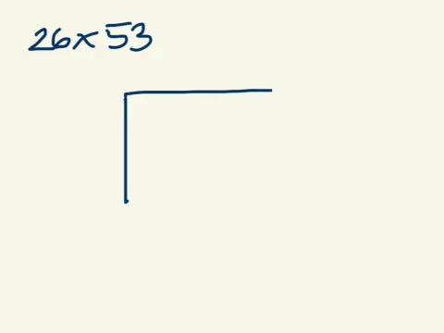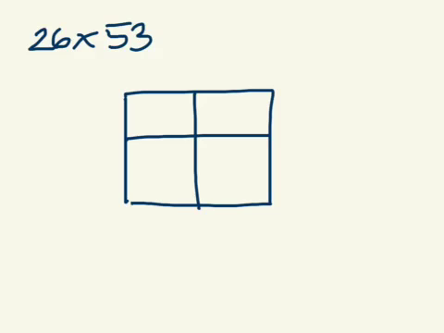Okay, for our second problem, let's try something a little more complicated. 26 times 53. Okay, again, we're going to need our rectangle. And it's 2 digits times 2 digits, so we're going to do that. So we've got 26, 53. I like the way when I say a 2-digit number, I actually break it into the parts by using my words, right? 20 times 50.